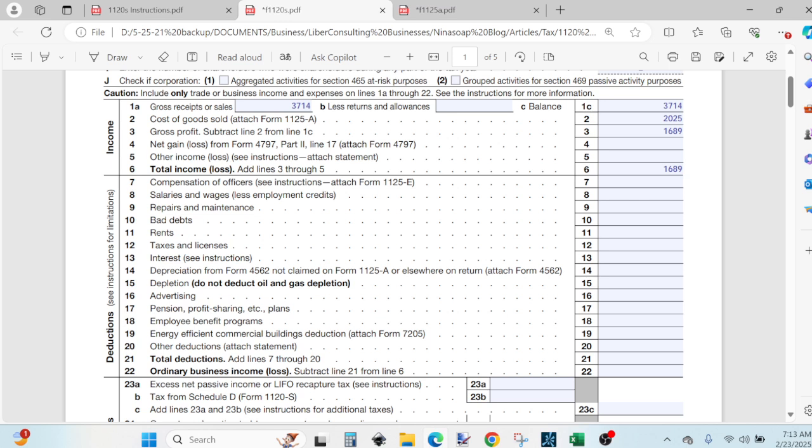So compensation of officers. So you, the owner of the business of the S corp, you are an employee of the business. You are working in the business. Depending on the income level, though, you might need to complete form 1125-E. But in this instance, we don't need it. But if you need it, based on how you answer the software questions, it will pull numbers to that form or may not. So here we are going to put the numbers straight here.